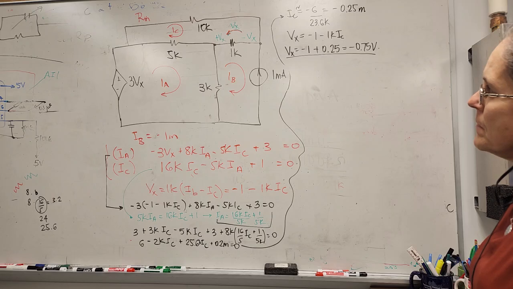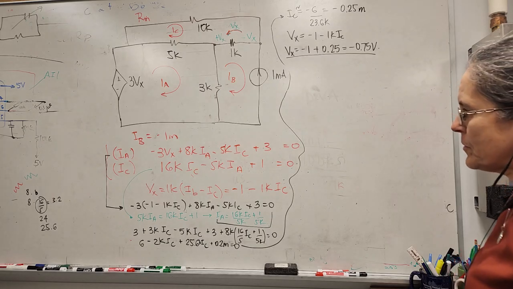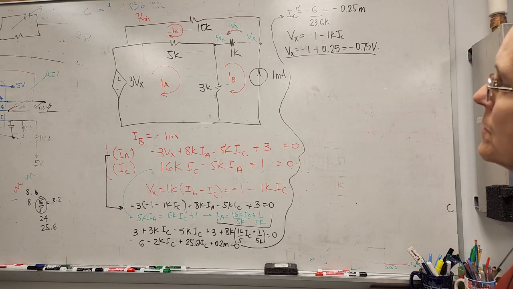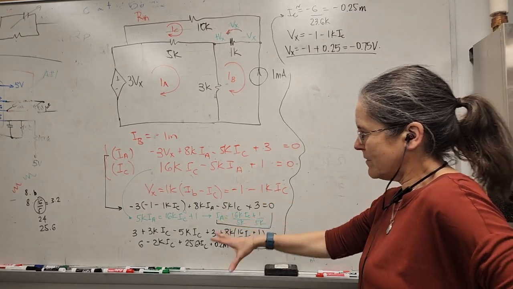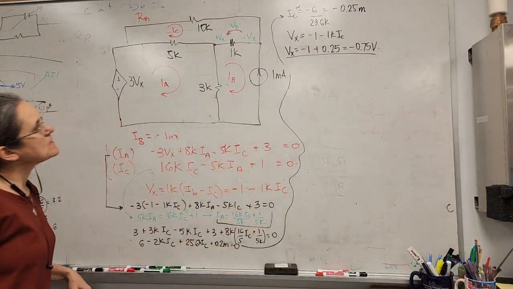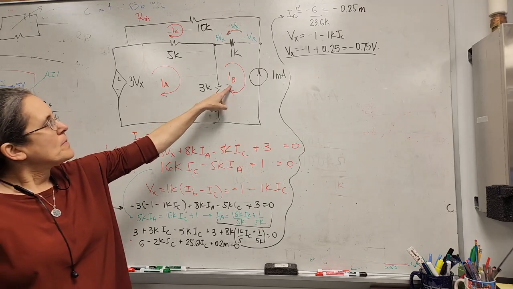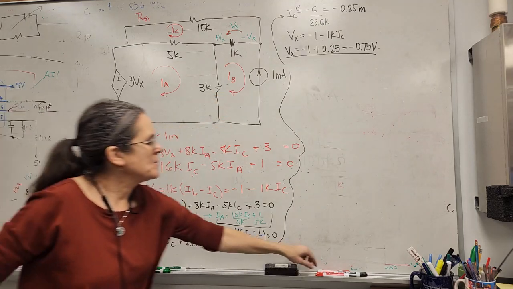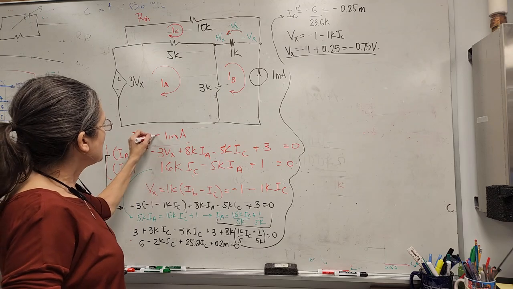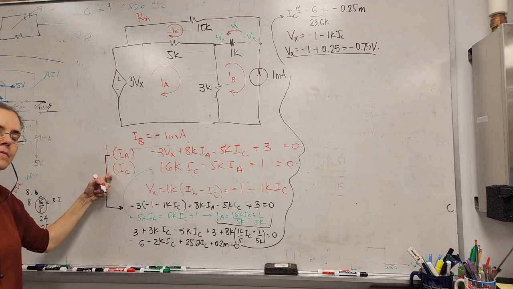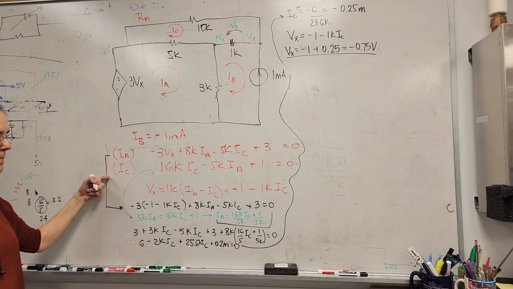And we're going to use mesh analysis. I saw a couple people getting stuck in mesh analysis, so this is a quick review. And I wrote here, I'm not sure we need to worry about math actually. I'm sure I made some mistake here, but the IB is minus 1 milliamp, and we don't write KVL for it, so we're done. But there are 2 KVLs, one for IA, one for IC.